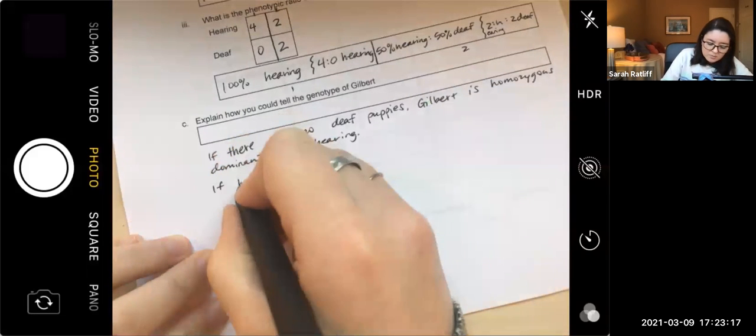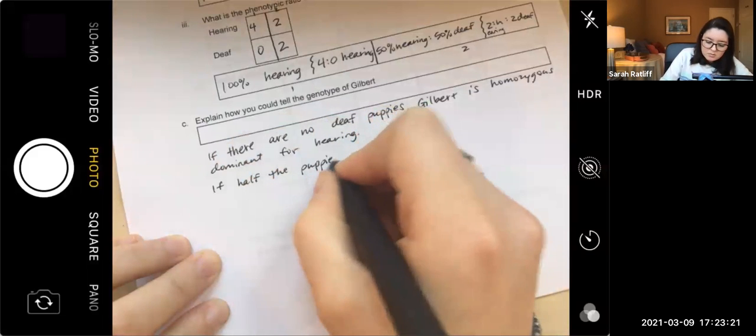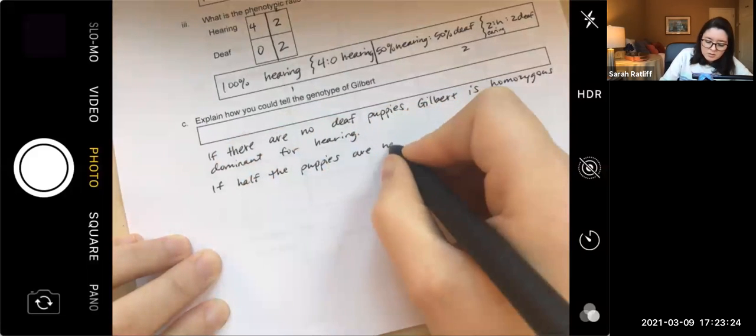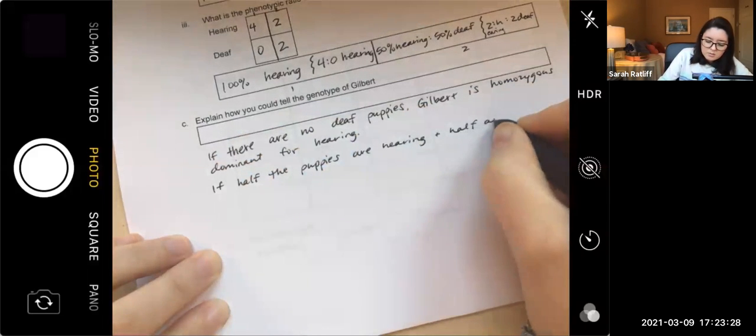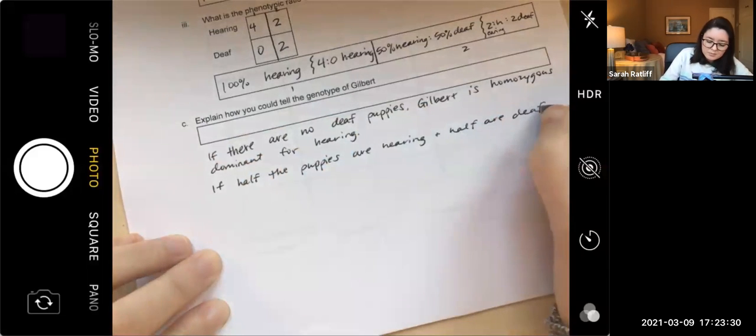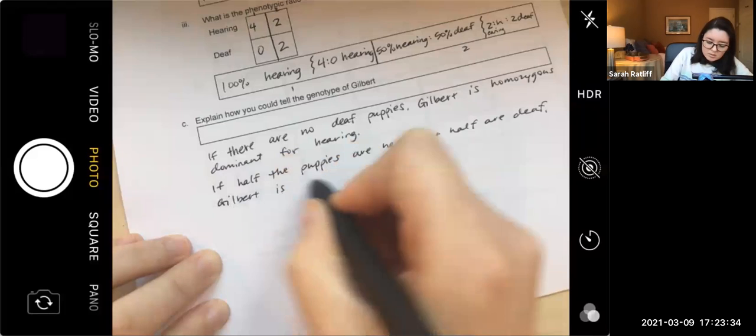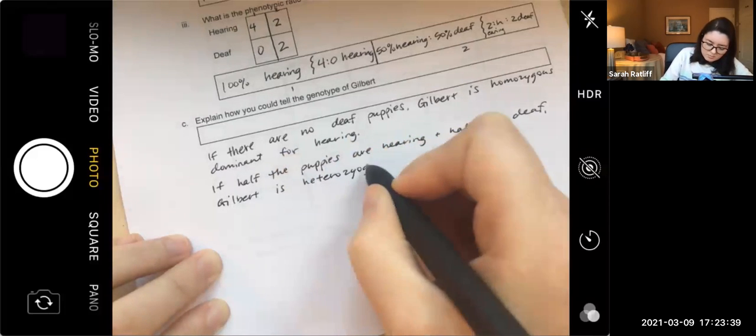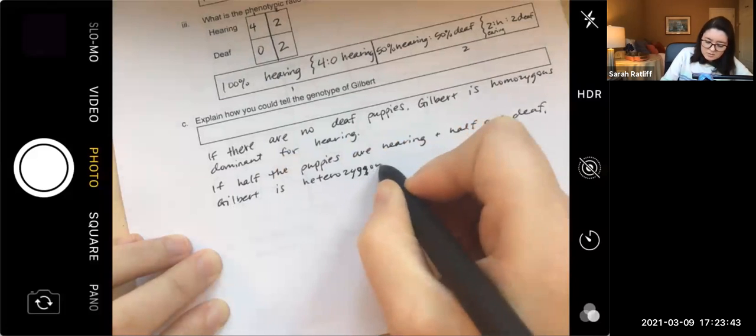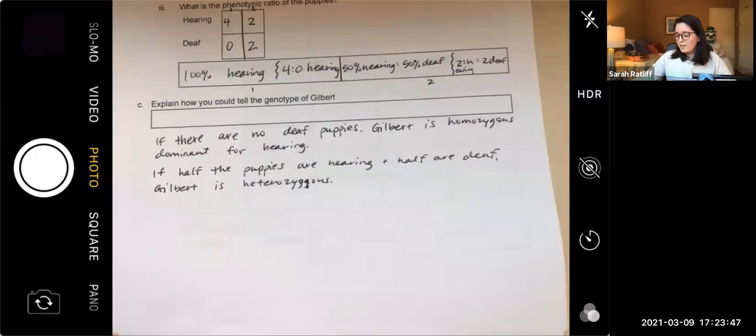If half the puppies are hearing and half are deaf, Gilbert is hetero. Whoops, I can't spell. Sorry, my handwriting is rushed right now.